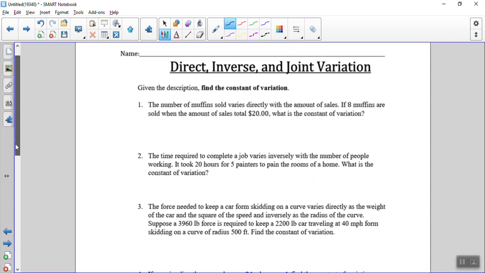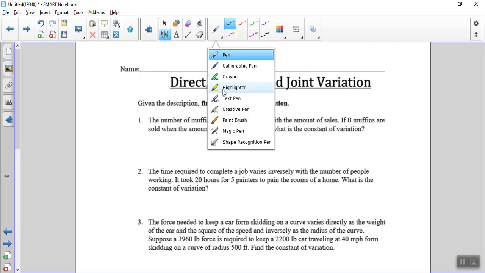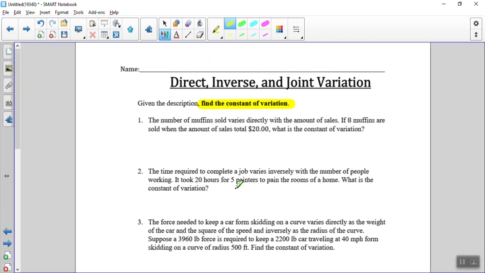The next thing we're going to do is it's going to give us more information, and for this example, it's asking us to find the constant of variation. So basically it's asking us to find K. So it says the number of muffins sold varies. So I'm just going to say the muffins equals K directly with the amount of sales. So K times the sales.